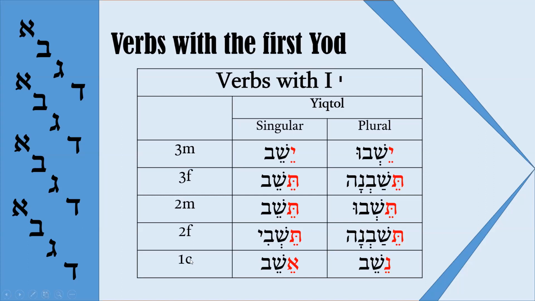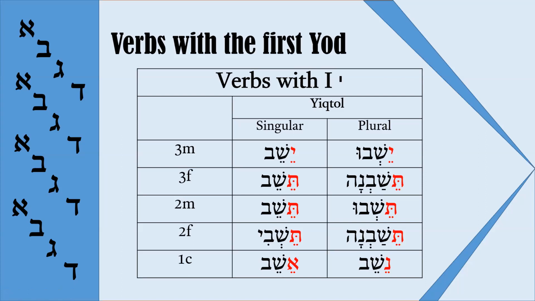So if you look at the vowel here and see tsere, it is an indicator that the first consonant of this root should be yod. And this is the root yashav. And all other changes, actually everything is the same. So you can see that everywhere we have tsere in the prefix, it will be an indicator that this is the verb with the first yud. And this is yiktal conjugation. In katal conjugation, there are no changes. So the katal conjugation is the same.